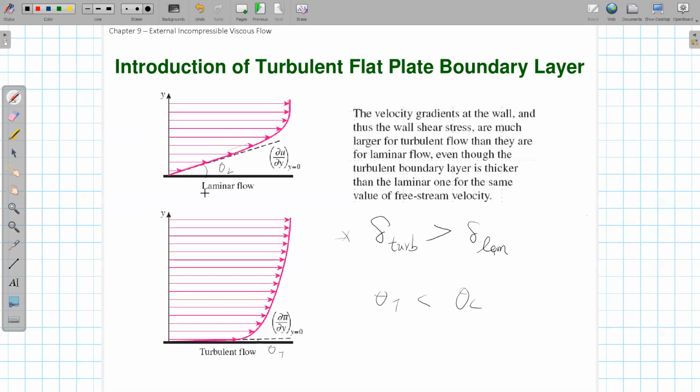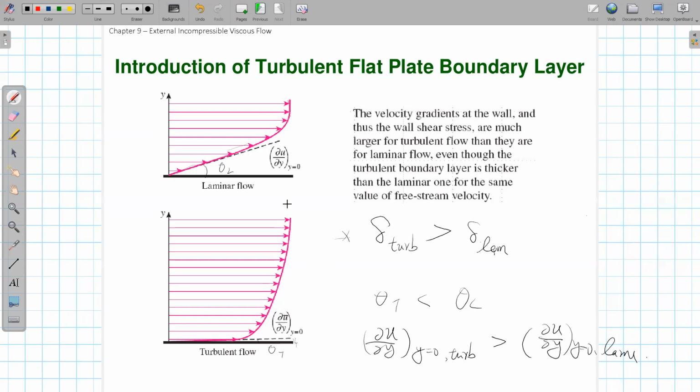In other words, in the laminar flow the velocity changes a lot in a very small region close to the wall. In the turbulent flow, comparing to the laminar, it's also a small region, but this gradient is not that big. So this is telling you that partial u, partial y at y equal to 0 for turbulent is much larger than partial u, partial y at y equal to 0 for laminar.